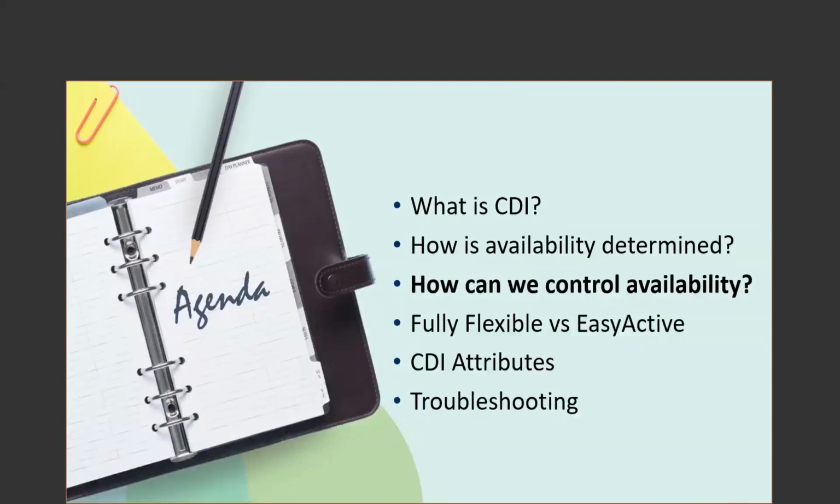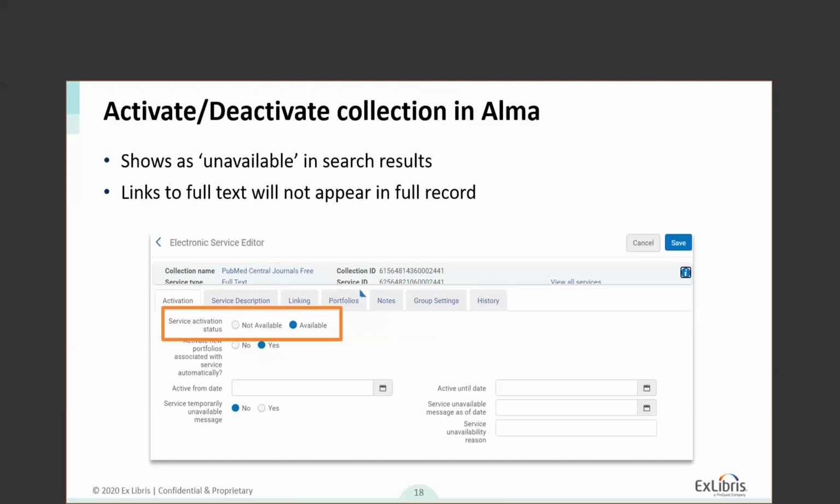So we saw how availability is determined, but what can you do at your institution to control availability? You do have some options. So the first option, of course, is to make adjustments to the service activation. So is your service available or is your service not available? If you're deactivating the service that serves your portfolios in your collection, you would expect, once you do that, for the full text link to not appear anymore.